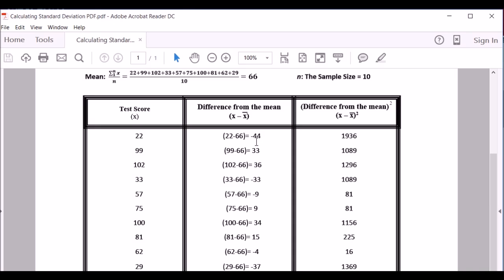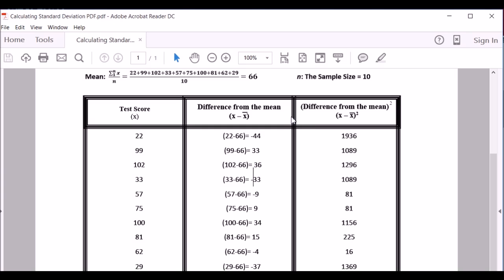If you think about it, negative test scores don't quite make any sense, and sometimes that happens with standard deviation when you're trying to calculate it. So what we need to do to find the standard deviation is square these numbers. The reason why we square them is so we're not dealing with these negatives that really don't make any sense. Once you square them, those negatives are gone. And this is that process here.